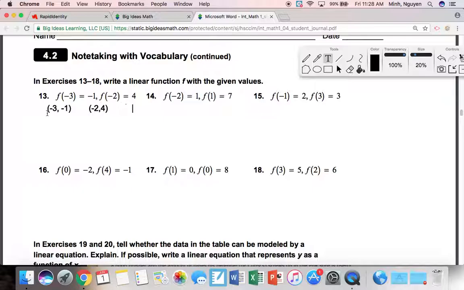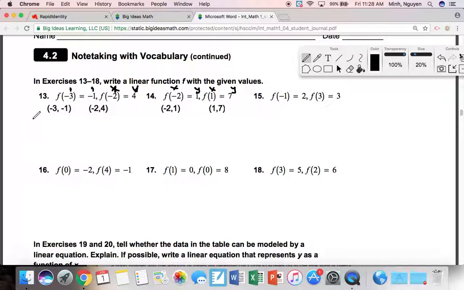I'm just going to write them out just so you can see what's happening here. The input is x, the output is y. That applies to all these. And it says write a linear function. It doesn't tell you what form it's in, but in the section we are in, it's point slope form, or that's what the section is dedicated to. It will be a lot easier then.